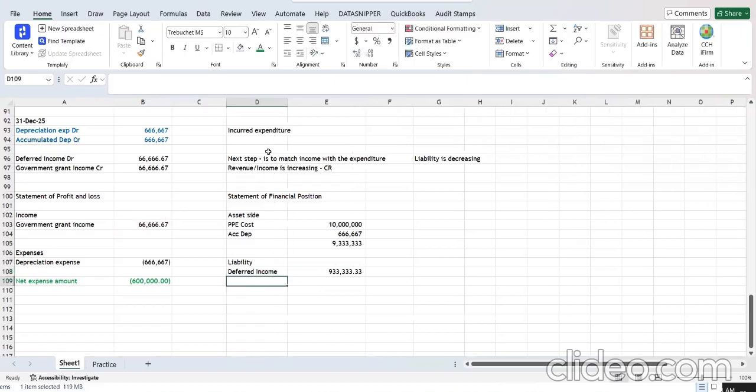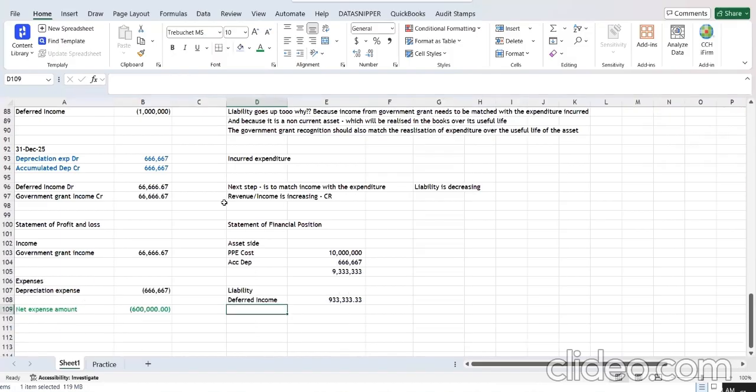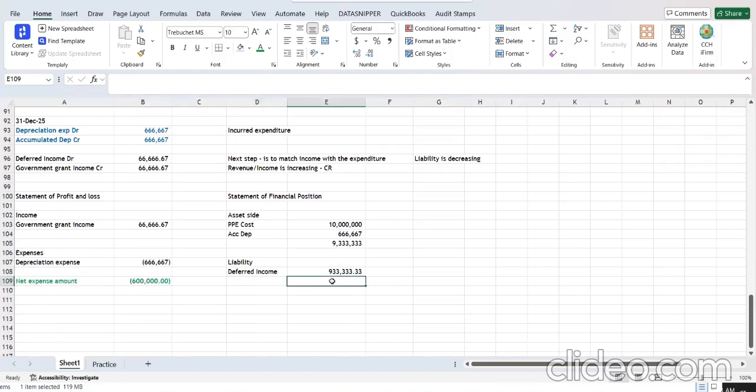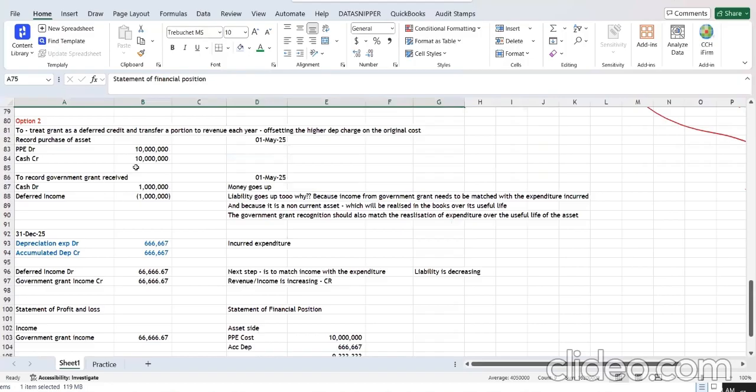This is this much. So the net impact, if I just show you here, the net impact is the same. You see 8.4 million here, and then you see 8.4 million here. So the net result of following option 1 and option 2 is the same. Okay, so this is how you record your capital grants. I hope this is clear to you now.